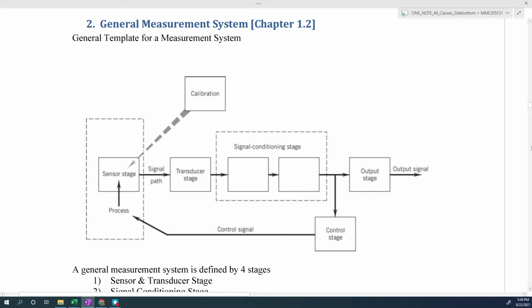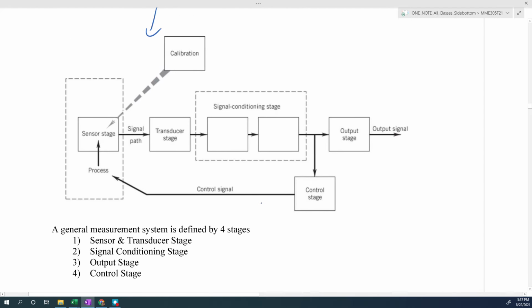When you're trying to evaluate a process, or measure a property of a material or a property of an environment, we're going to typically use some type of measurement system. So we're going to generalize all measurement systems using this model that's pictured below. There are four stages within this measurement system.